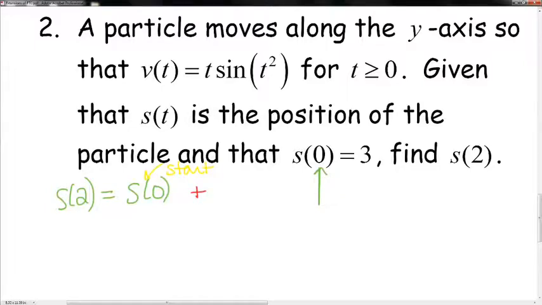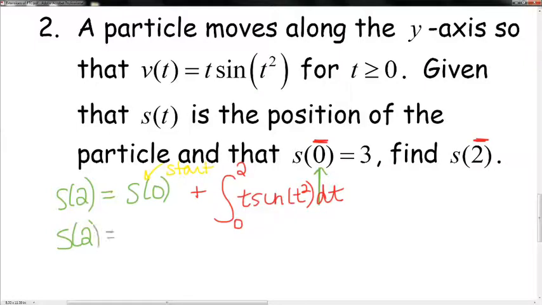Plus the antiderivative, the change, the total change of the position from 0 to 2. That's going to give me my antiderivative. And so I can go ahead and write my t sine of t squared dt. So s of 2 is equal to my starting spot, which is 3, s of 0, plus the antiderivative of this guy. And so go ahead and use your calculator.